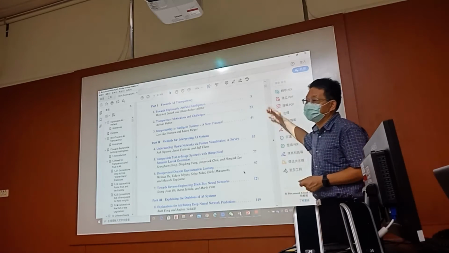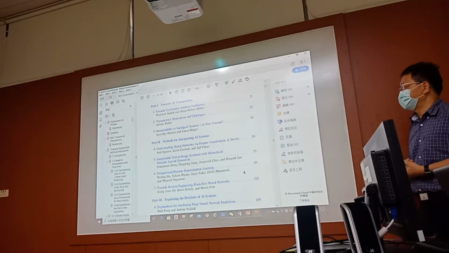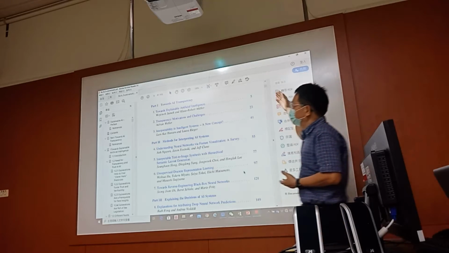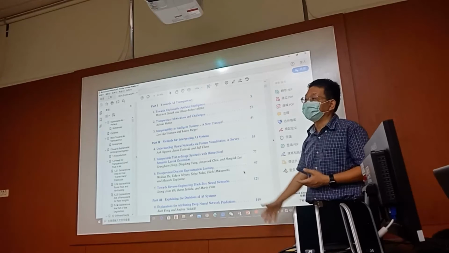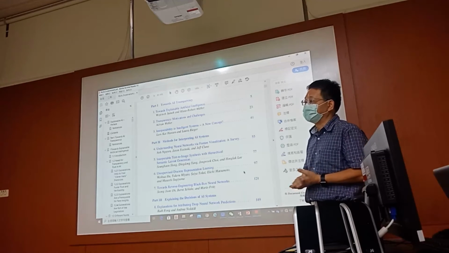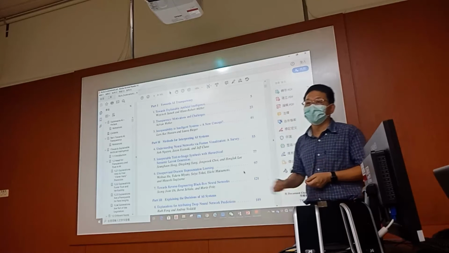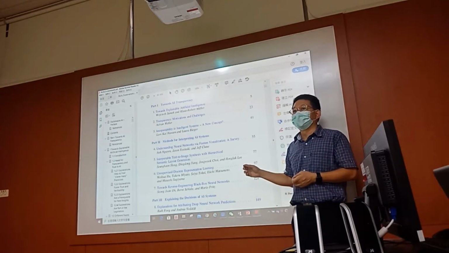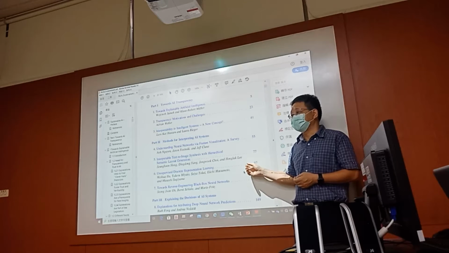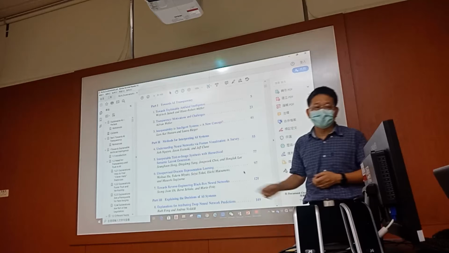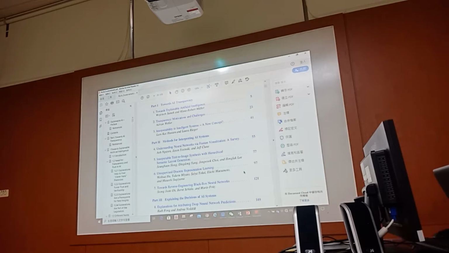You can select a paper, do the reading, and understand the trend of AI technology. This is the hot topic, because this book was published last year, 2019. Okay, this is about our final.